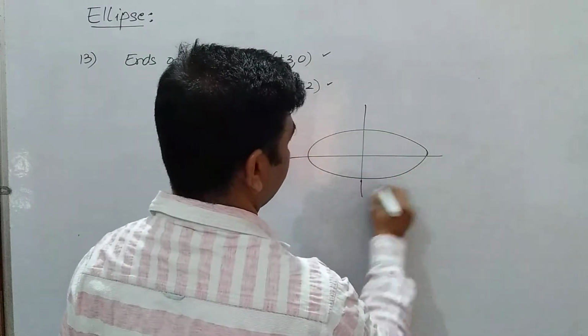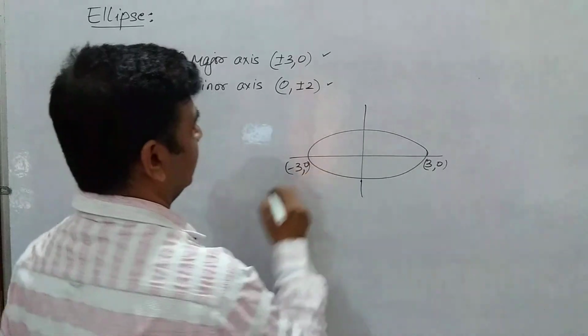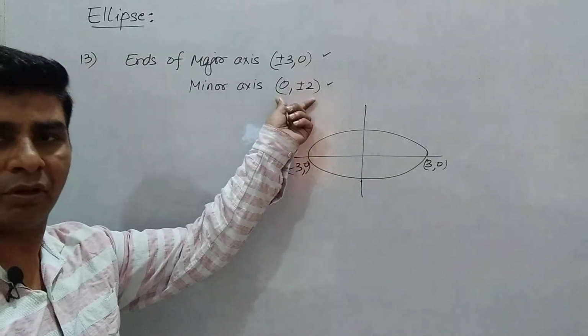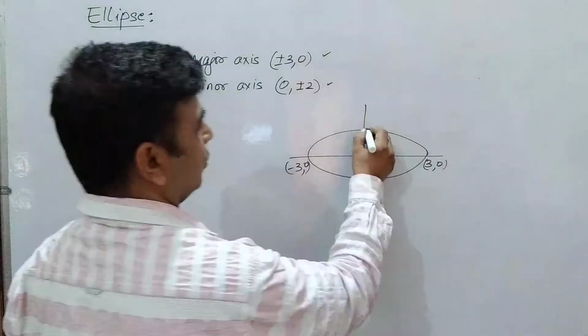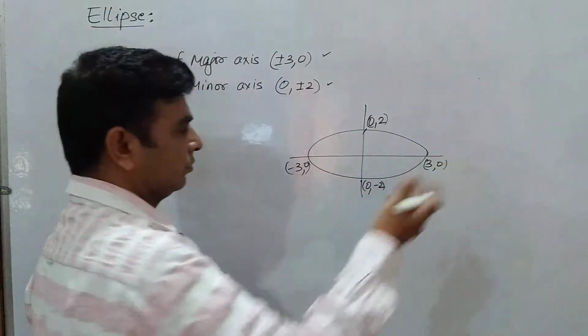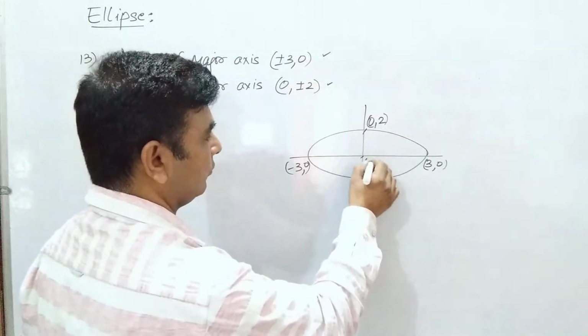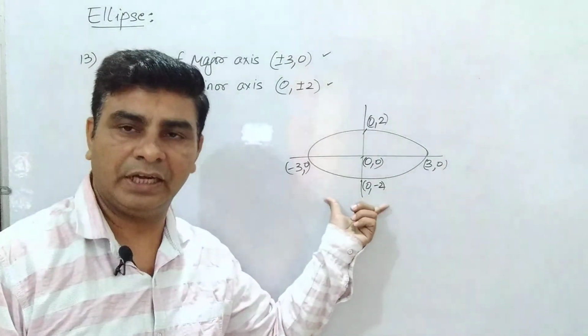These are lying at (3, 0) and (-3, 0), and from the axis it is also clear that these points are lying on the y axis. So this is your (0, 2) and (0, -2). So nothing more is needed to examine which type of ellipse this is.